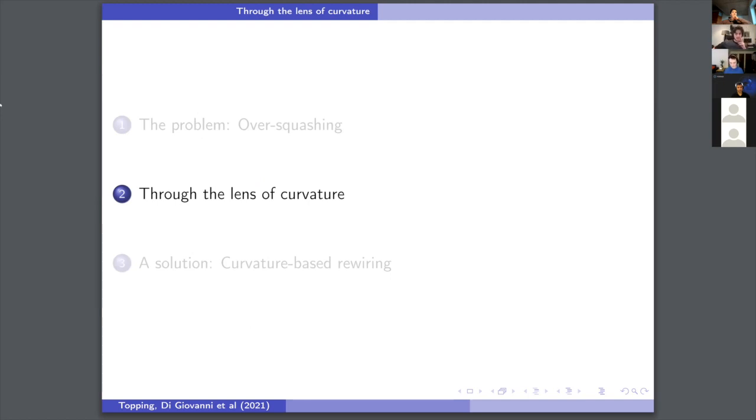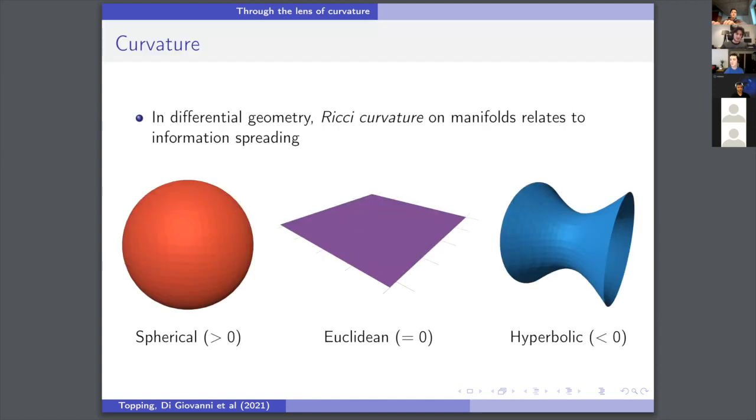I guess in the next section, we're going to talk about why curvature comes into play. And I think for some of you that have some familiarity with differential geometry and Riemannian geometry in particular, it would probably not come as a total surprise that Ricci curvature, which is an object that has been widely adopted and studied in the category of manifolds, is important to this task because it's widely known that this tensor is associated to the information spreading in manifolds.